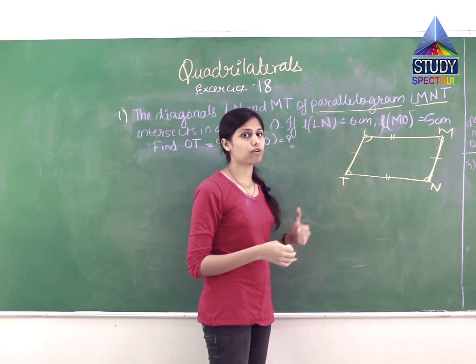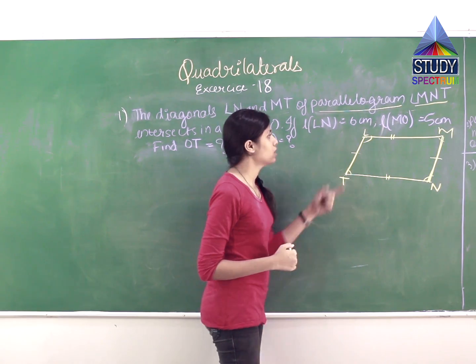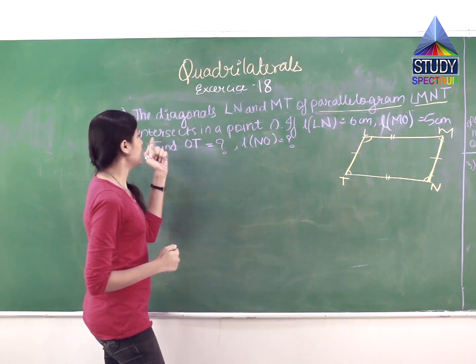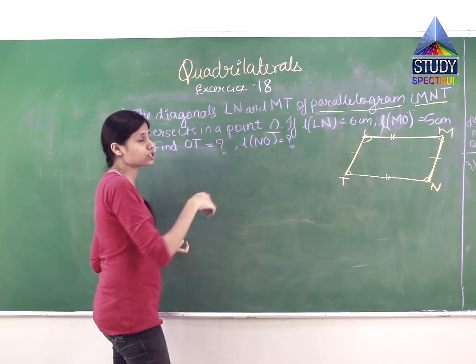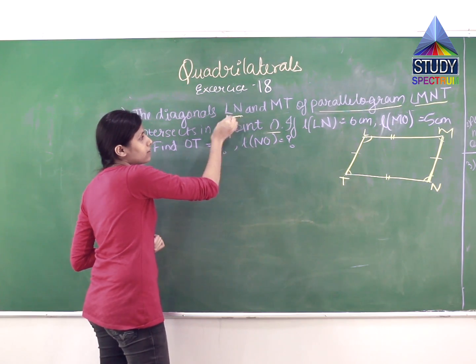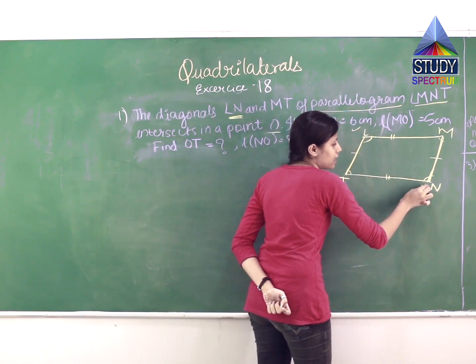Now let us see what additional information is given and what they are expecting us to find. So let us read the question further. Intersects at point O. What intersects at point O? So let us go back to the question. LN. What is LN? See, here is L, here is N.